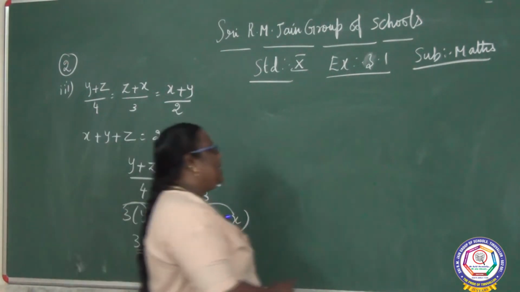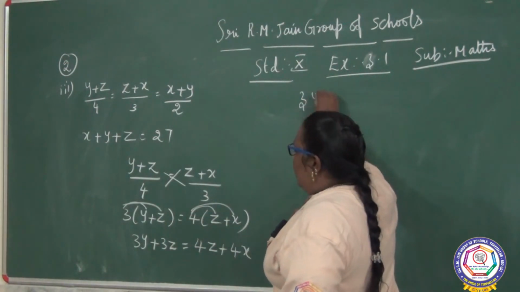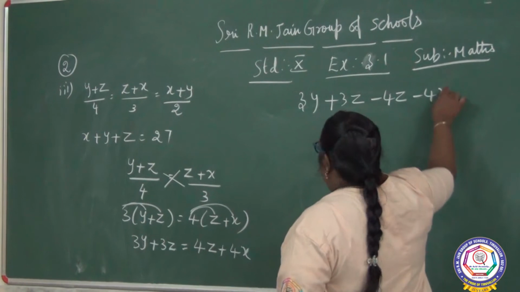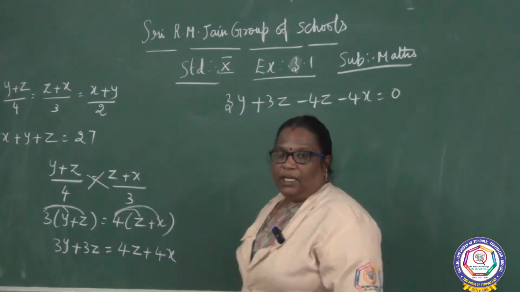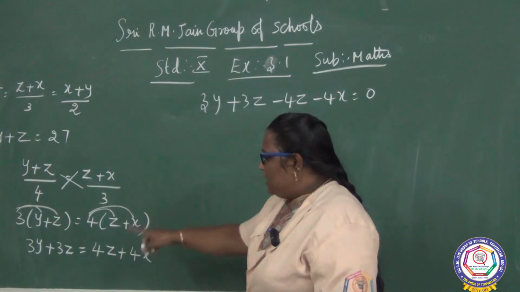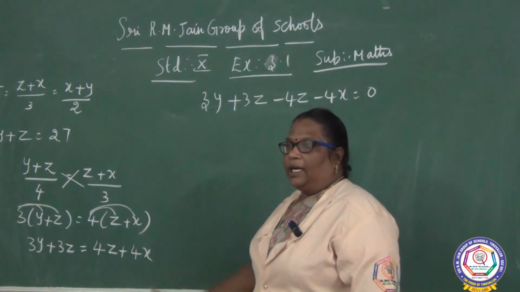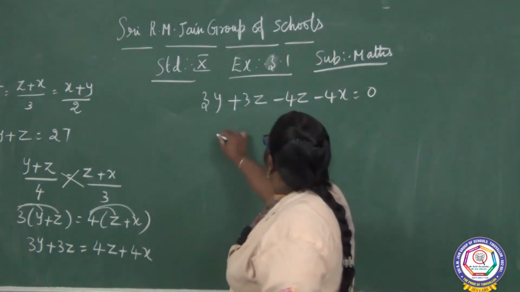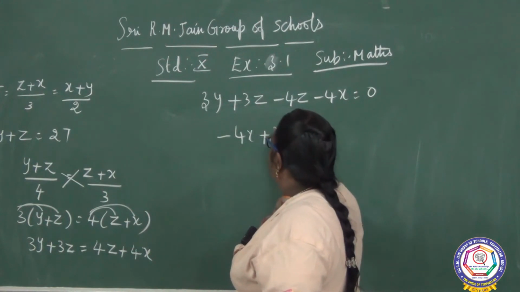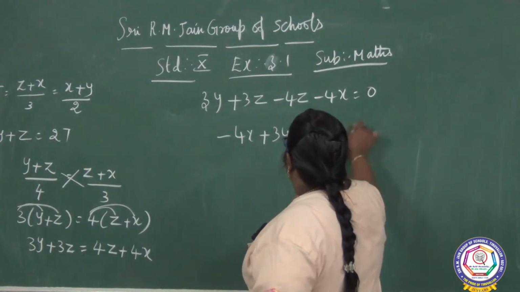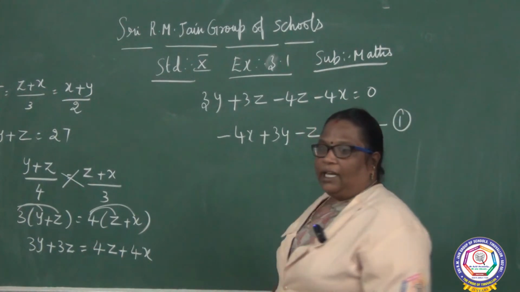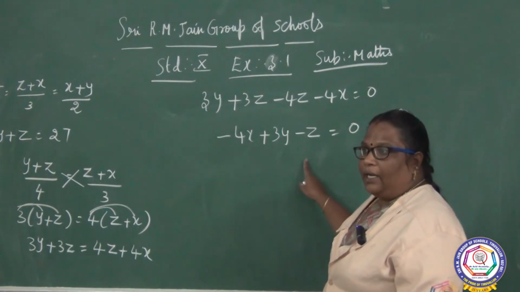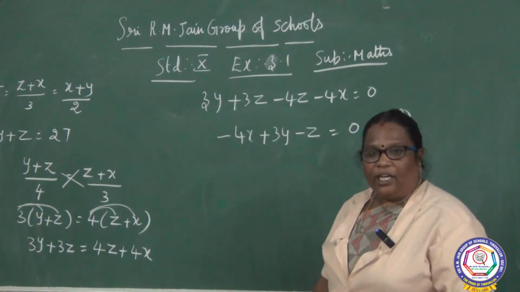What is the equation you are getting here? 3y + 3z - 4z - 4x = 0. Write it in a proper form: -4x + 3y - z = 0. I can take it as the first equation.